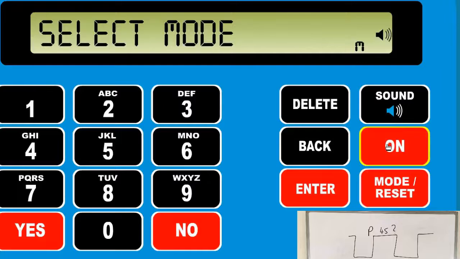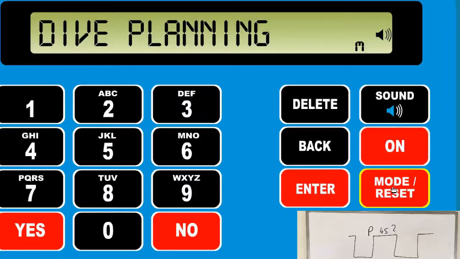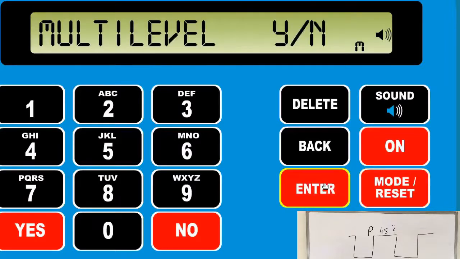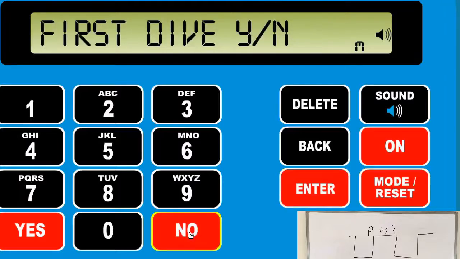What I find is that you have to turn the whole thing off and turn it back on again, and that's where we are. Now let's have a look at the words that it gives us, because what we want is the pressure group after a surface interval. So we can choose dive planning, that works, so we can click enter. Multi-level, no, it's nothing to do with multi-level, so we turn that off. Is it the first dive, yes or no? Well, we're in pressure group P, so it can't be our first dive, so we put no.